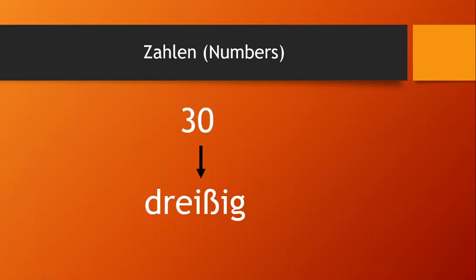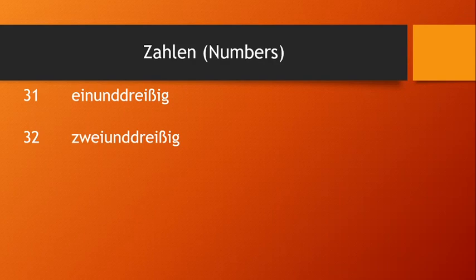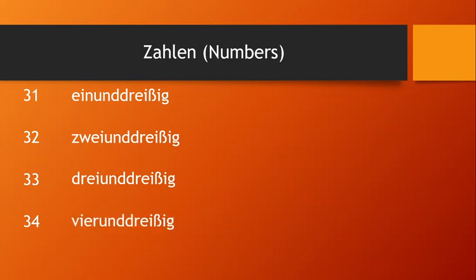Okay, so let's see number 31 to 40 now. So number 31 would be again, will it be eins und dreißig? No, it's einunddreißig, right? 32, it's zweiunddreißig. 33, dreiunddreißig. 34, vierunddreißig. 35, fünfunddreißig.